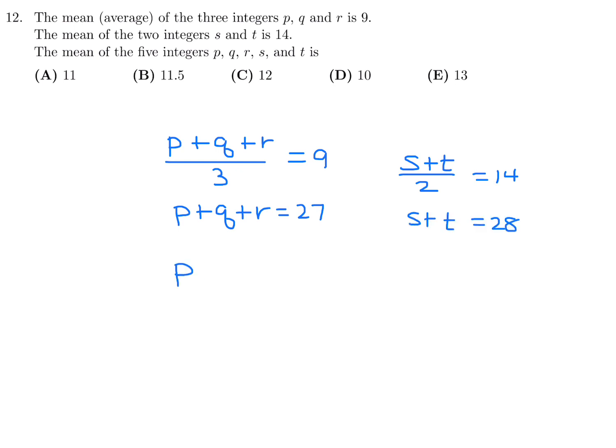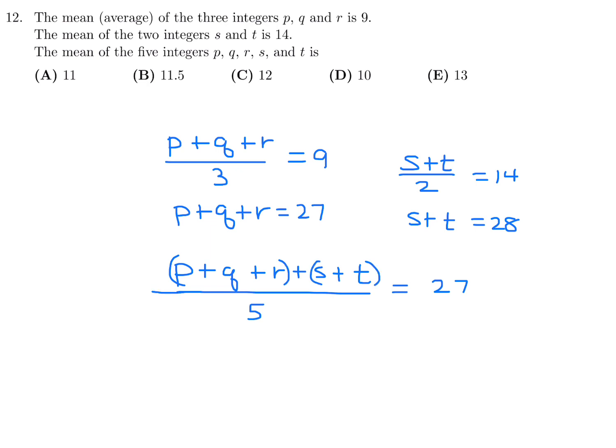Now we have to figure out the average of those five numbers, P plus Q plus R plus S plus T, divided by 5. Well, P plus Q plus R is 27, these three. The next two, S plus T, is 28, and all over 5. So that is 55 over 5, and that is equal to 11. So number 12, the answer is A.